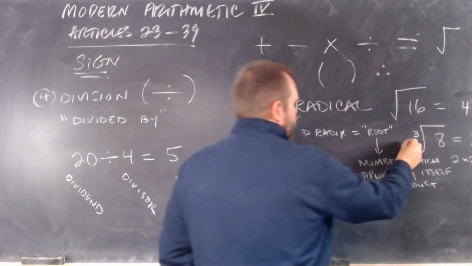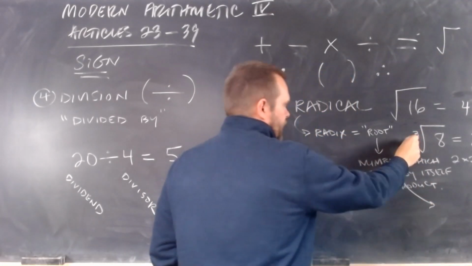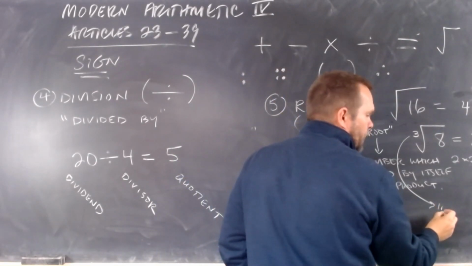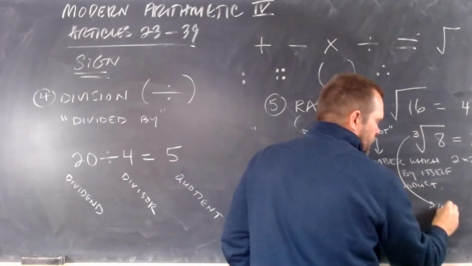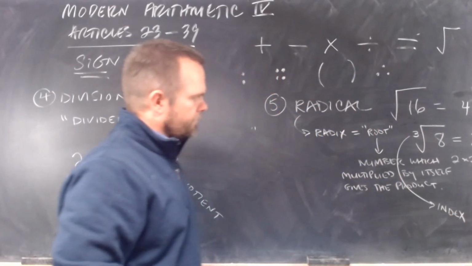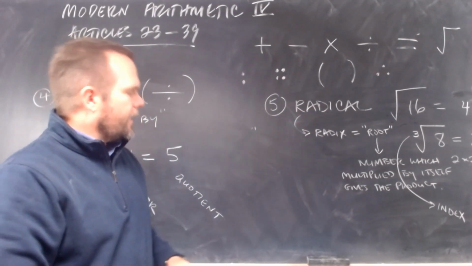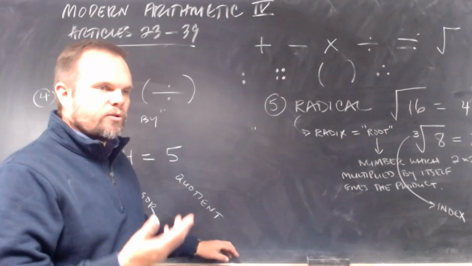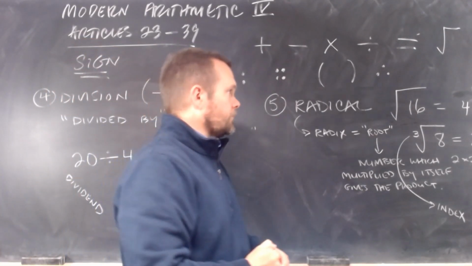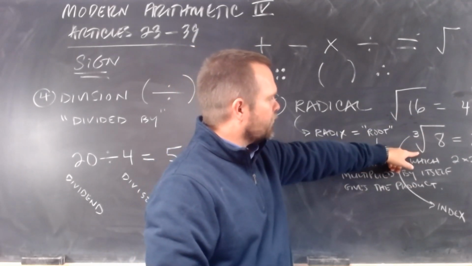This little number here, where can I write it? I'll write it down here. This little number written above the radical sign, anybody remember what it's called? Index. So the radical sign asks for a root. Again, it shows an operation. Find the square root of 16. Find the cube root of 8.